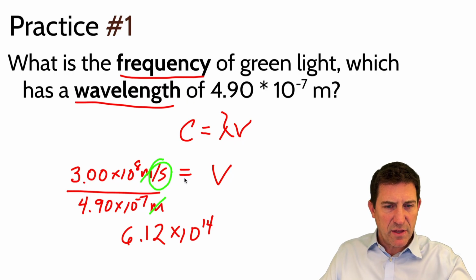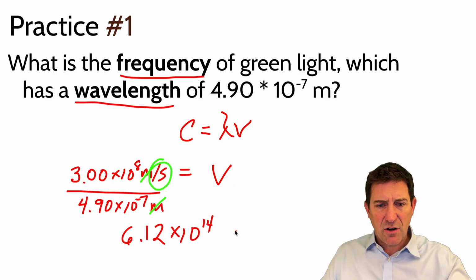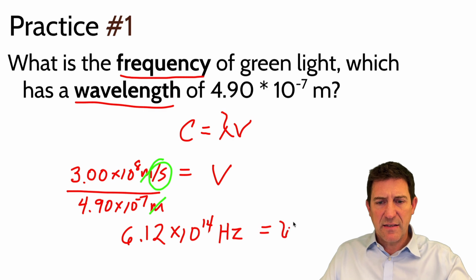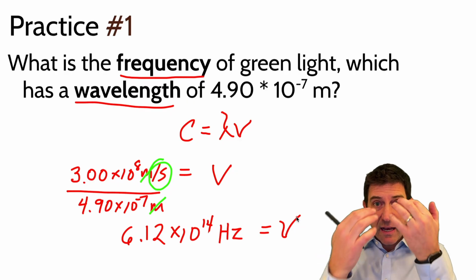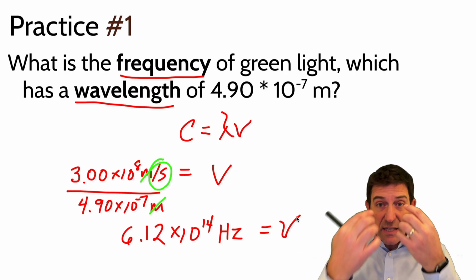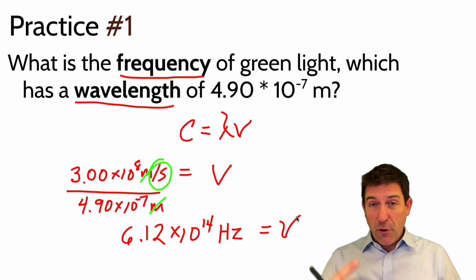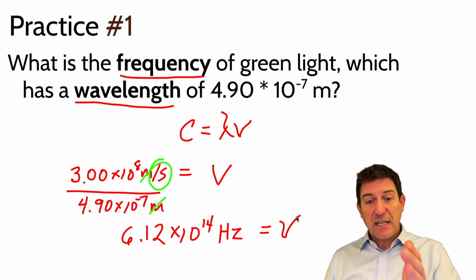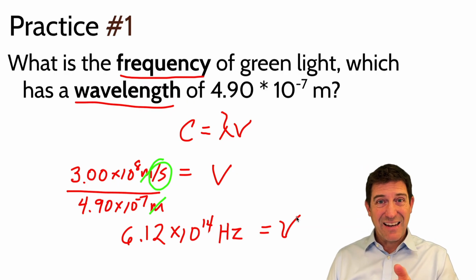And the only thing I'm left with is per second. Well, that's fine because per second is hertz, right? So I'll just write hertz here, and that is the frequency of this light. Now think about that. When you see green light coming in towards your eyes, it's hitting the photoreceptors in your eye 6.12 times 10 to the 14 times per second. That's pretty wild to think about.